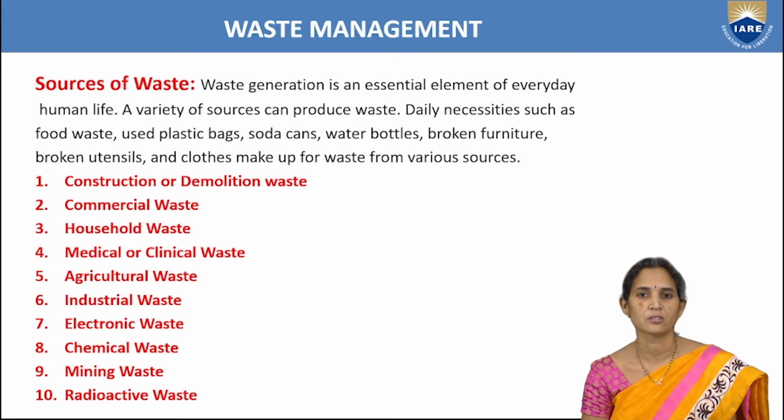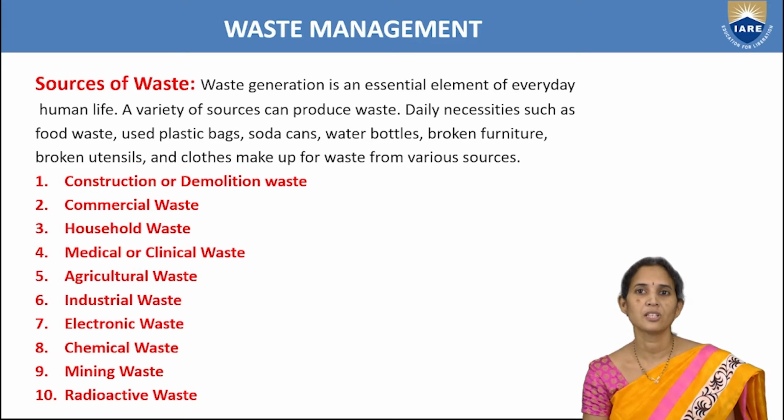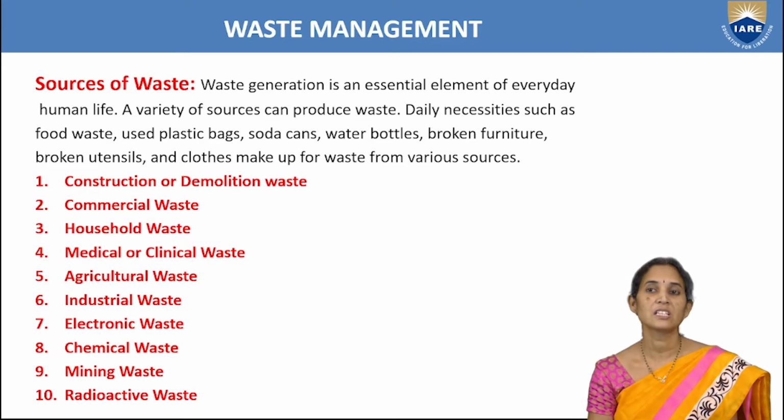Now, sources of waste. From where are we getting the waste? Waste generation is an essential element of everyday human life, and a variety of sources can produce waste. Among daily necessities, the major waste we get every day is food waste, along with used plastic bags and water bottles, broken furniture, broken utensils, and clothes. All these are various sources of waste.